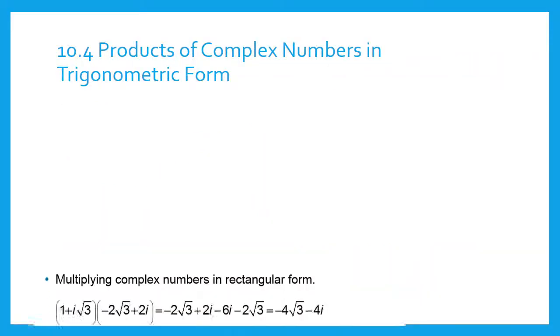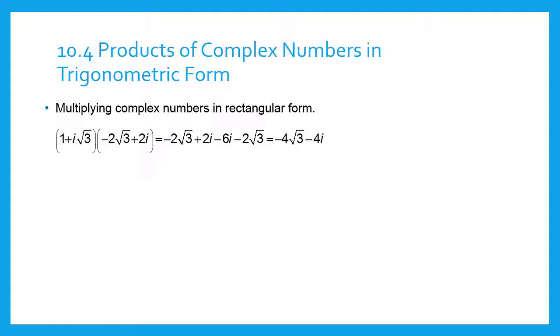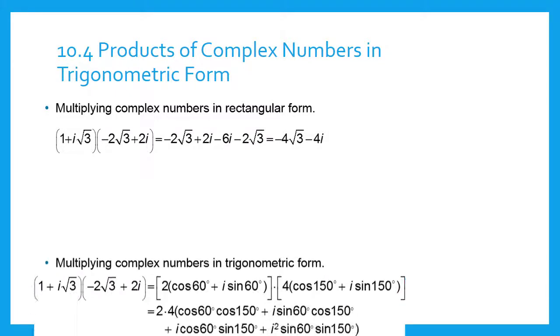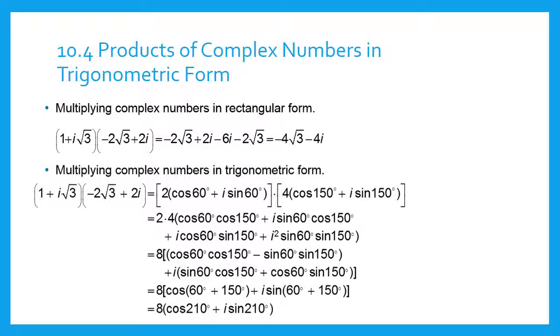Products. Multiplying complex numbers. Now, we've done this before. If you have to multiply complex numbers, you do have to FOIL it out. You have to remember that i squared is negative 1, and you see there the process. Now, in trigonometric form, here's the whole process, and it looks really super complicated. However, we're going to show you a shortcut to that, but this is the process.